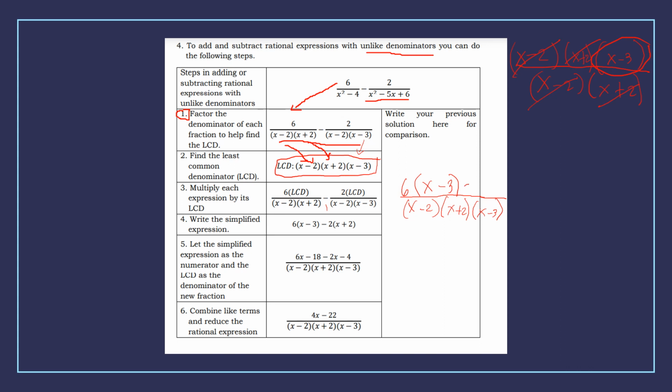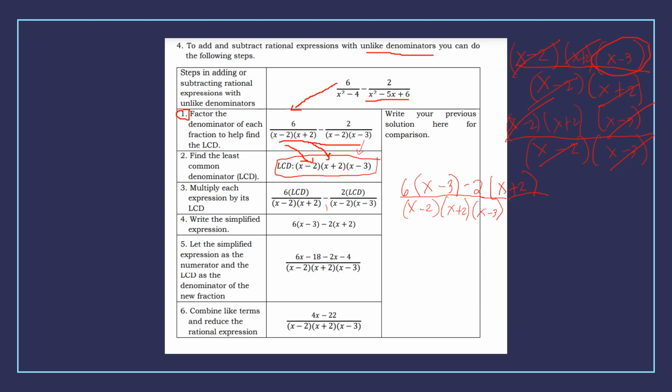And then again, same process. X minus 2, x plus 2, x minus 3 over the denominator x minus 2 times x minus 3. Let's divide it again. X minus 2 and x minus 2 is 1. We don't have x plus 2 at the denominator, so let's proceed to x minus 3. X minus 3 is 1. So what we have is x plus 2. This x plus 2 will be multiplied to 2. 2 times x plus 2.